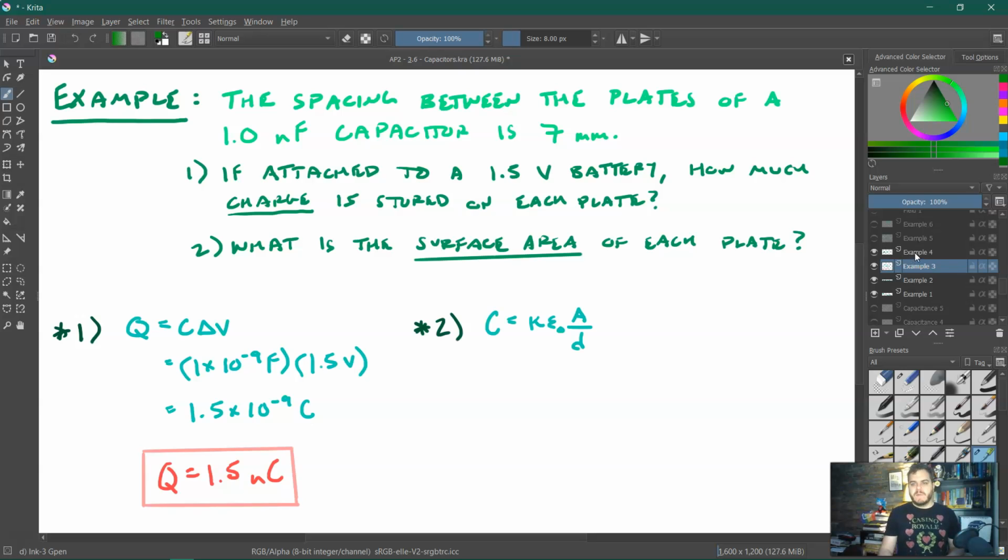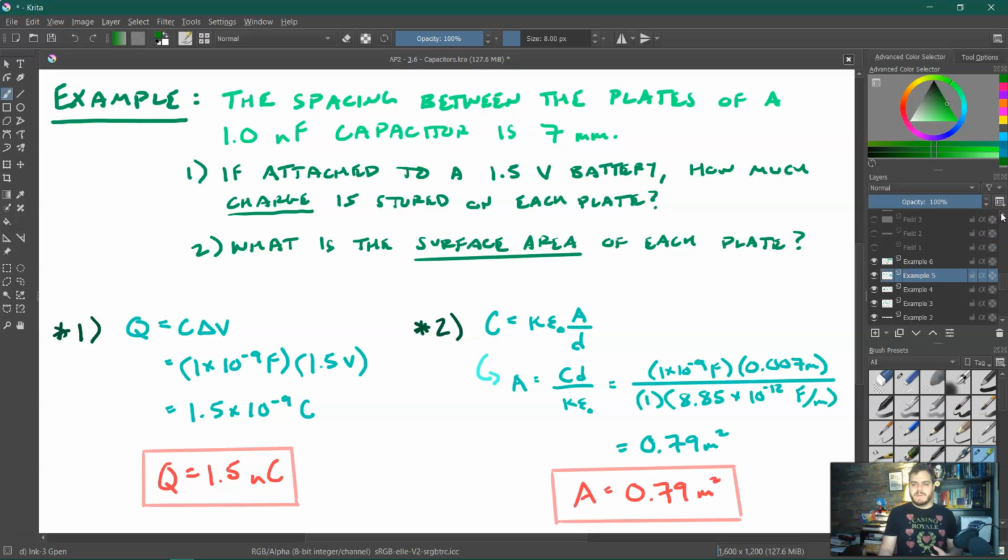Additionally, if we look at the other one, we say that capacitance is equal to kappa epsilon naught A over D. Now, we haven't said there's anything located between the plates, so we're going to assume it's a vacuum. If there's not anything specified, we can just assume kappa is equal to 1. But we're looking for the cross-sectional area, or the surface area, so we're going to move this around a little bit, and we're going to get A is equal to C times D, I just multiply that across, divided by kappa times epsilon naught.